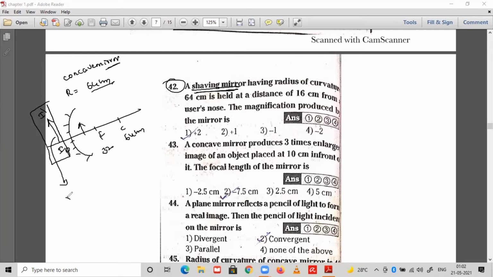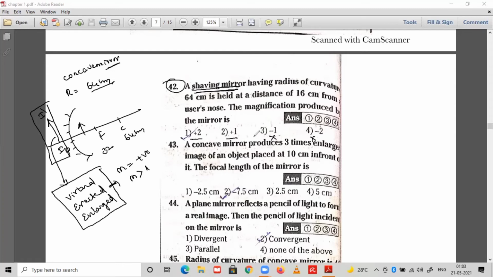For this we will get virtual, erected and enlarged image characteristics. So for the virtual image, the magnification will be positive. For the enlarged image, the magnitude will be more than 1. Select the suitable answer. Option 1 has a plus sign, option 2 has a plus sign, option 3 has a minus sign, option 4 has a minus sign.